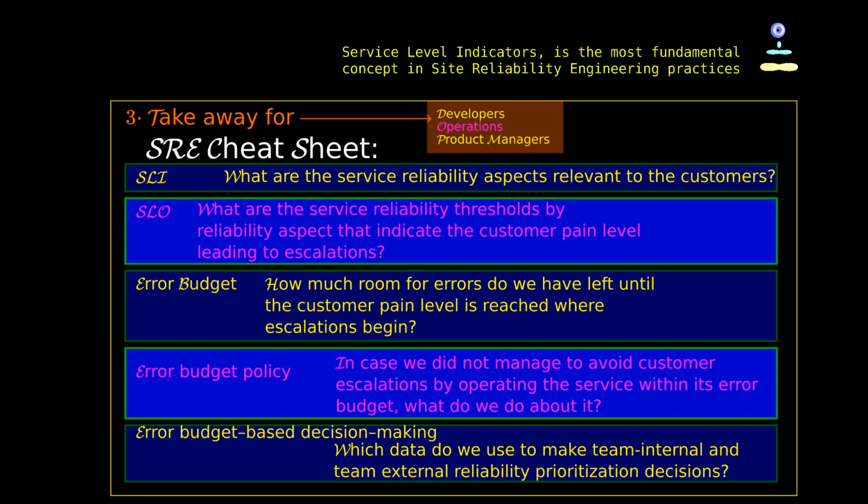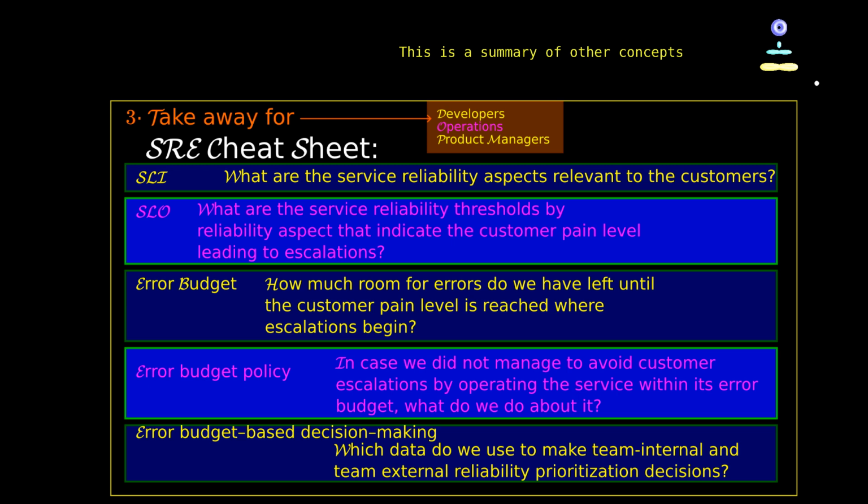Service level indicators is the most fundamental concept in site reliability engineering practices. This is a summary of other concepts, and we'll take a look at these concepts, namely SLO, error budget policy, and error budget based decision making in the next few videos.